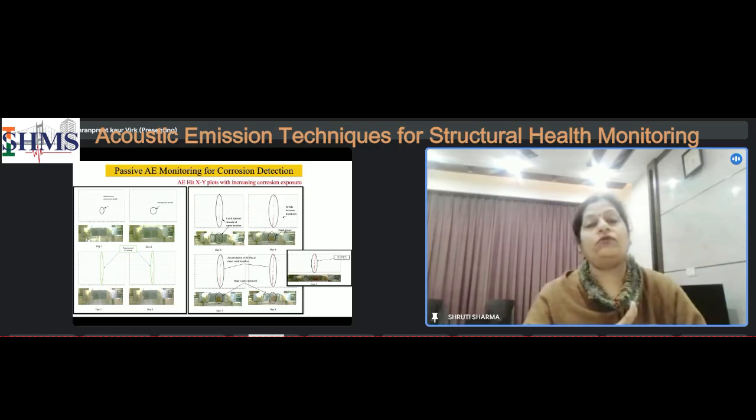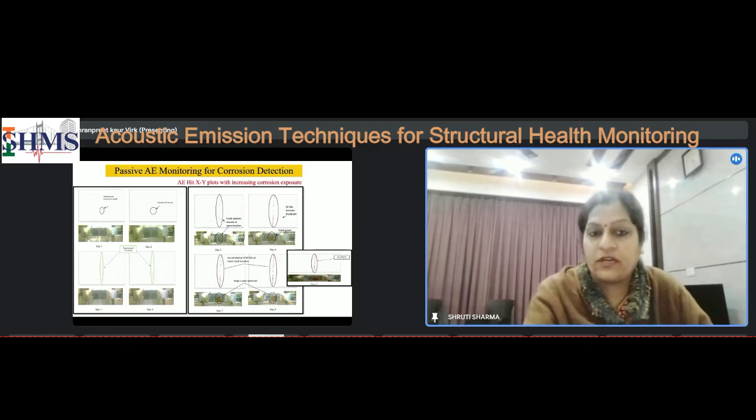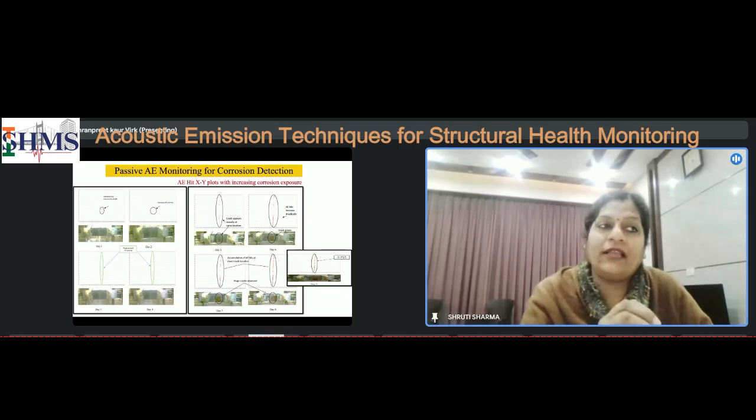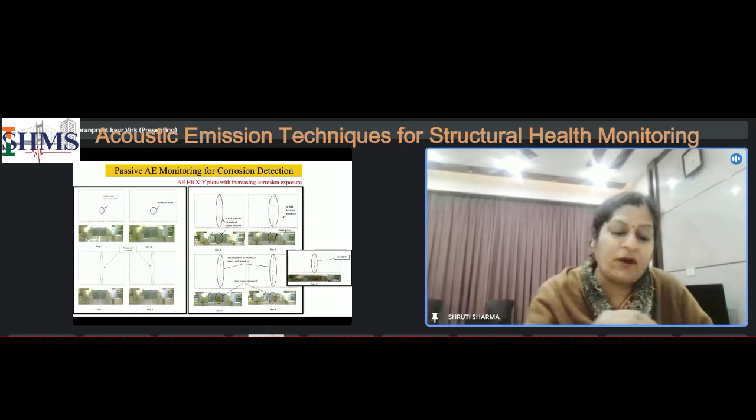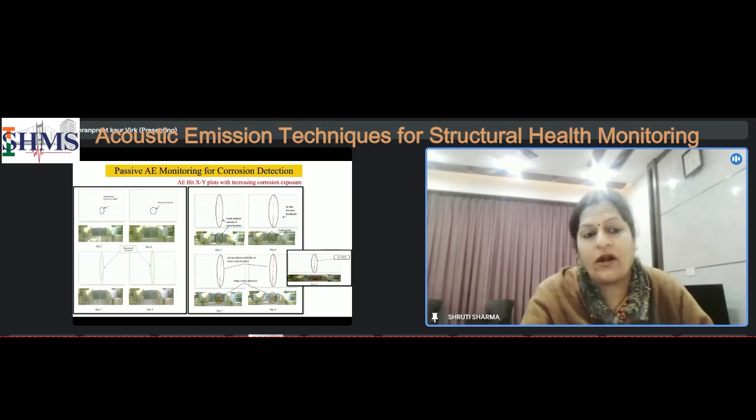On the other hand, the ultrasonics were not able to detect those. There was no change in the ultrasonic signal. What we expect is that as the bar corrodes, it pits, and the ultrasonic signal should fall, but it was not happening until 7 days. But AE started working right from day 1 to 2, and we could see some AE hits.